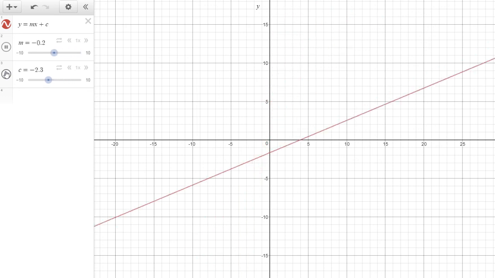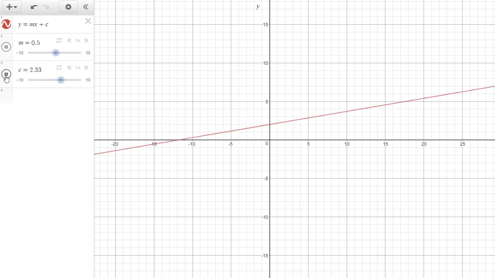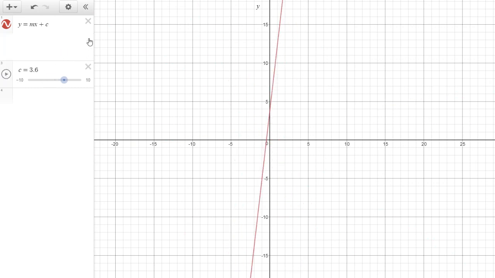Good idea maybe to get hold of this and have a wee play with it yourselves. But in essence, what we've done here is we've used a graphical approach to derive the equation of a straight line, which is y equals mx plus c. Now in the next video we'll derive this same equation, but we'll derive it using our pen and paper.